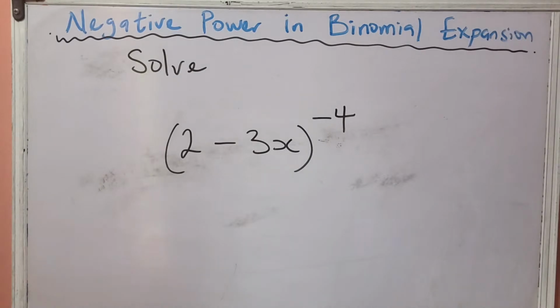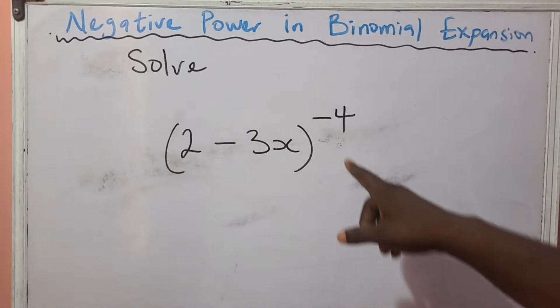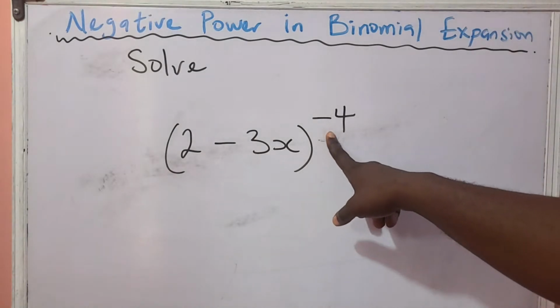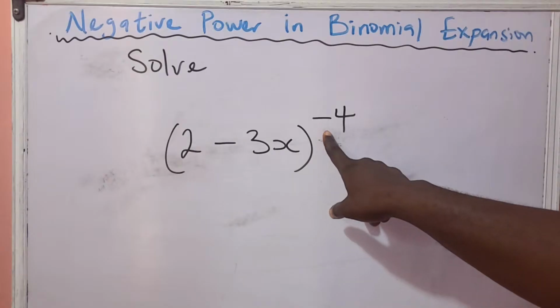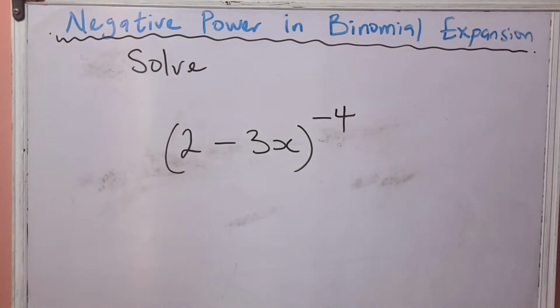So in this video, we want to talk about how to solve binomial expansion when we have negative powers. Of course, we have questions that can come out where we have both positive and negative power. Right here, we have binomial expansion with negative power. So let's get right into it.